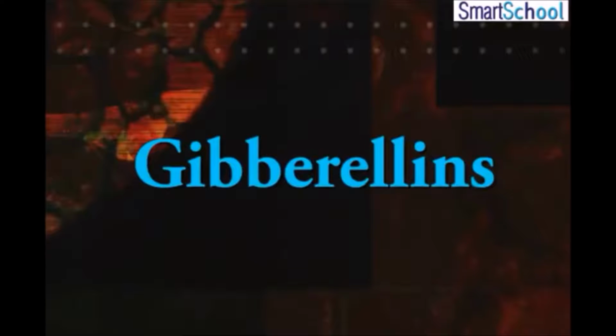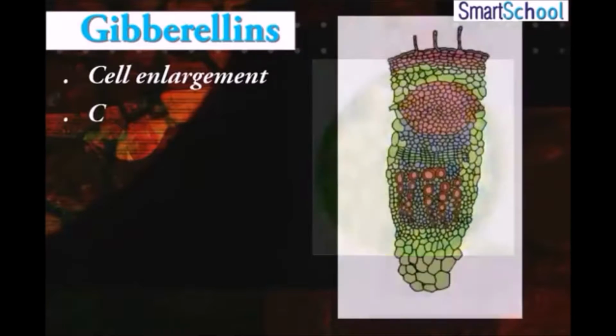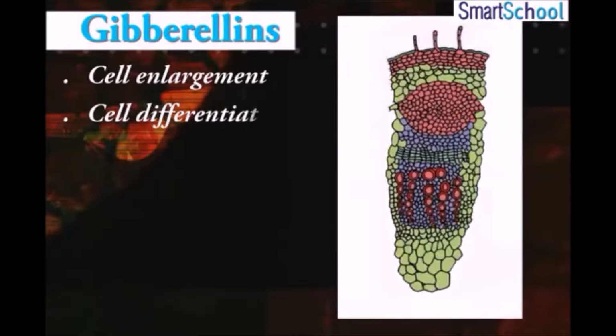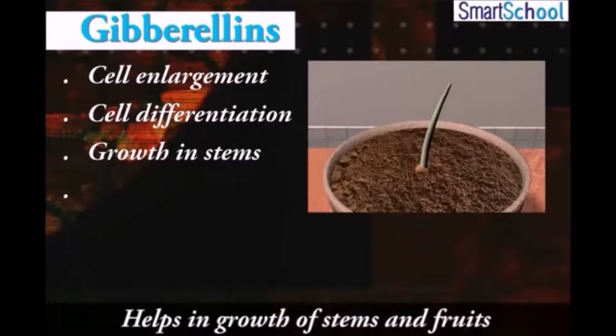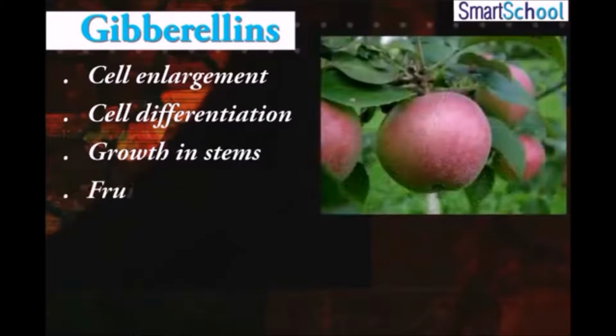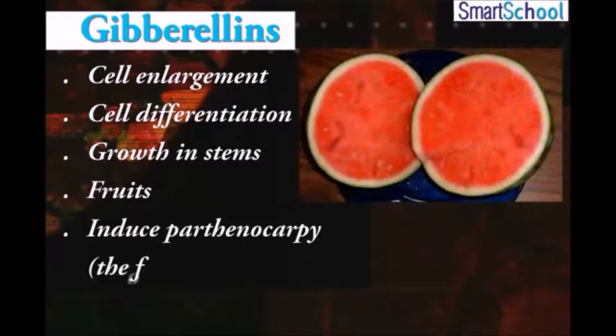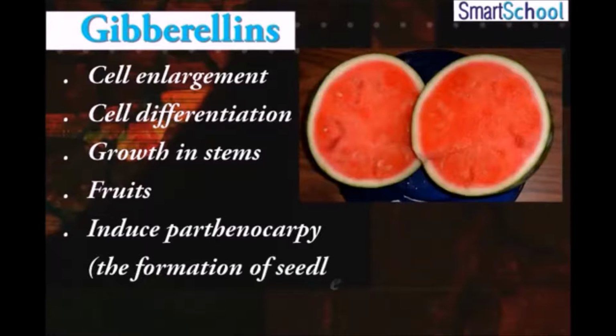Gibberellins. These promote cell enlargement and cell differentiation in plants in the presence of auxins. These also promote growth in stems and fruits. These also induce parthenocarpy, that is, the formation of seedless fruits without fertilization in many plants.